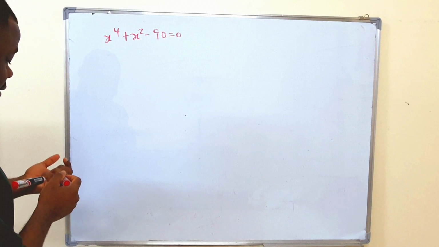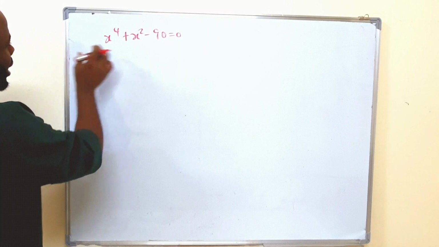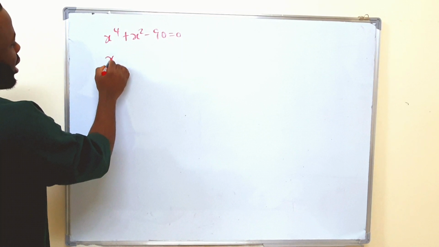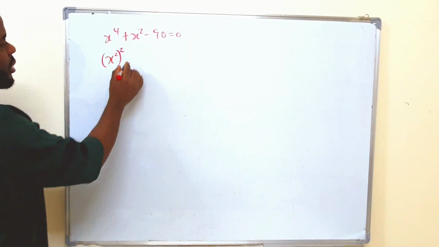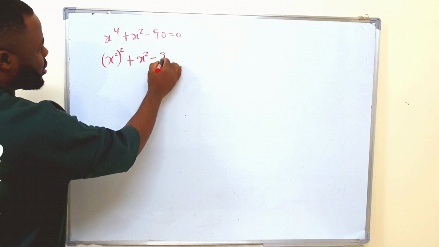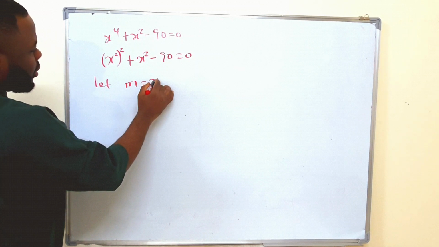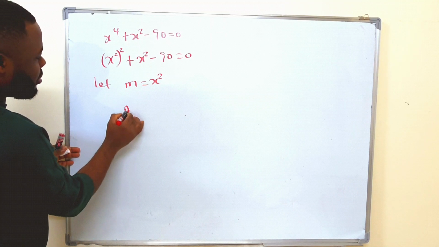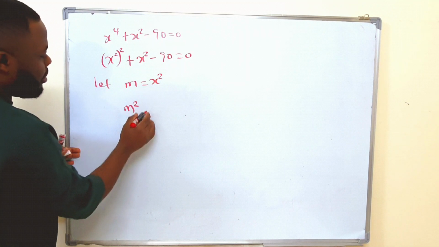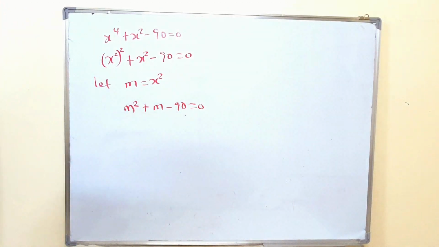So what you just have to do here is break this trinomial into a quadratic. So this will be x^2 times x^2, okay? That is x^4, 2 times 2 is 4, it's still the same thing, plus x^2 minus 90 equals 0. So you say let m equal x^2. You replace x^2 with m, so x^4 becomes m^2, then plus m minus 90 equals 0. Okay? So the next thing you need to do is factorize.